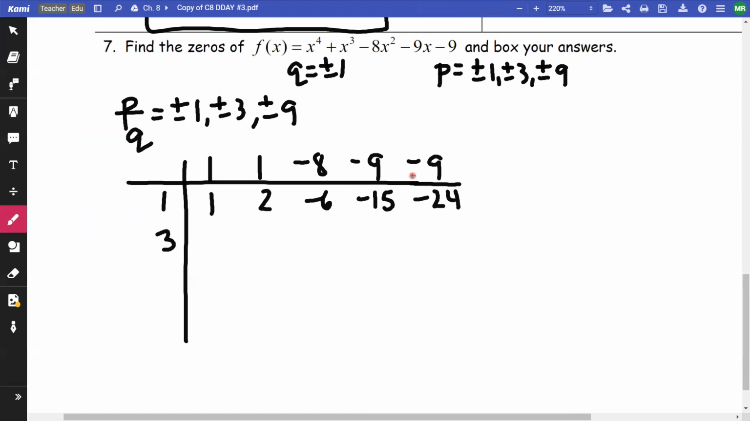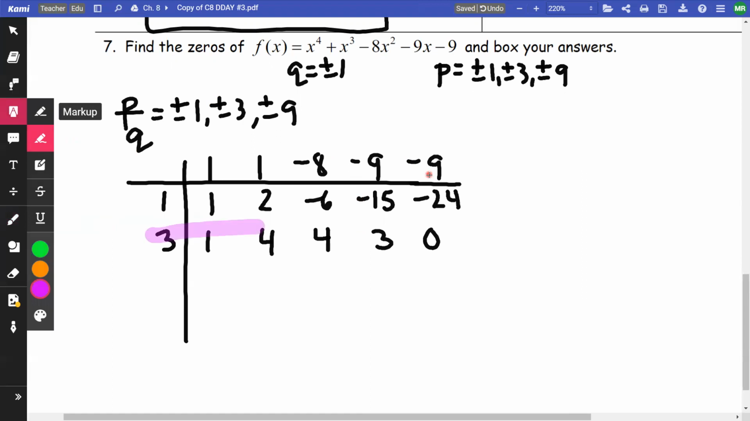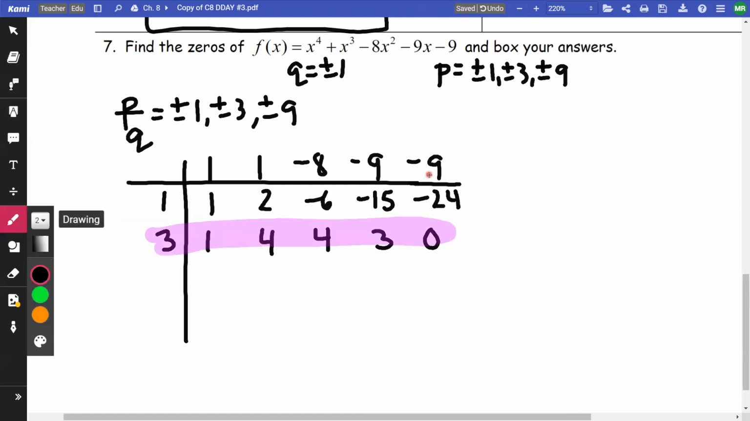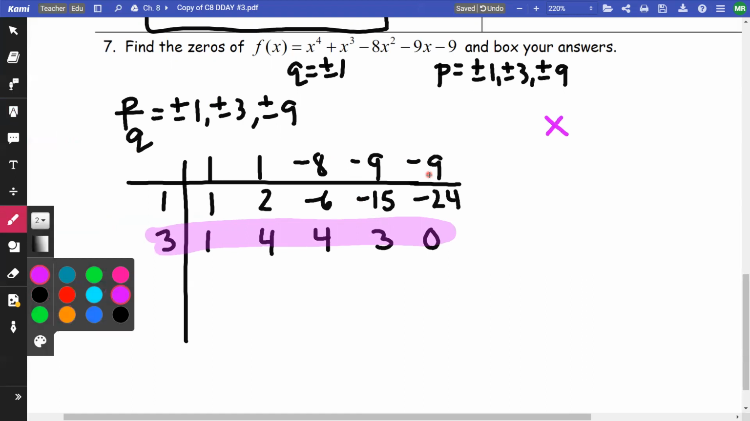Okay, let's try a 3. I'm going to bring down my 1 again. 1 times 3 is 3. I add it, I get 4. 4 times 3 is 12. I add it, I get 4. 4 times 3 is 12. I add it, I get 3. 3 times 3 is 9. I add it, I get 0. So I found a 0. I know right now that one of my answers is going to be x equals 3.